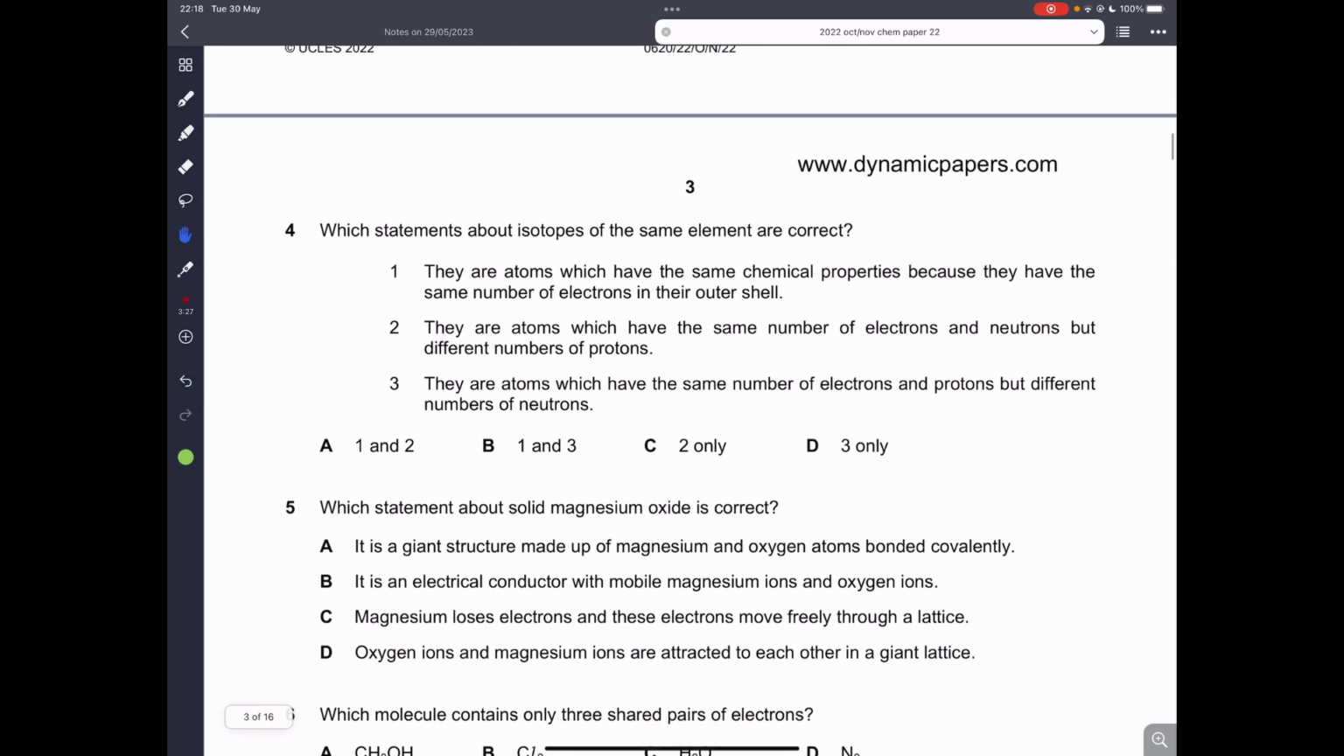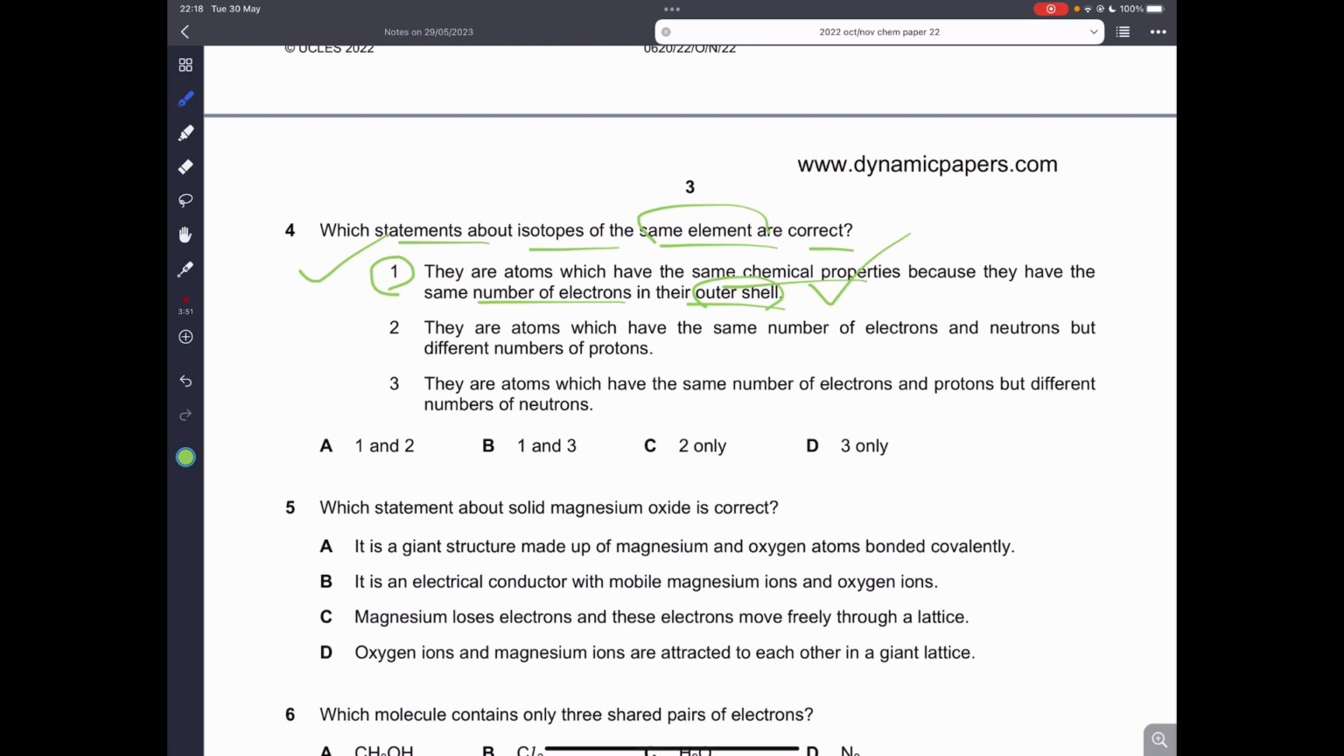Moving on. Question number 4. Which statements about the isotopes of the same element are correct? Number 1. They are atoms which have the same chemical properties because they have the same number of electrons in the outer shells. This is definitely correct. This is why they have the same chemical properties, because of the electrons in the outer shells. So statement 1 is definitely correct.